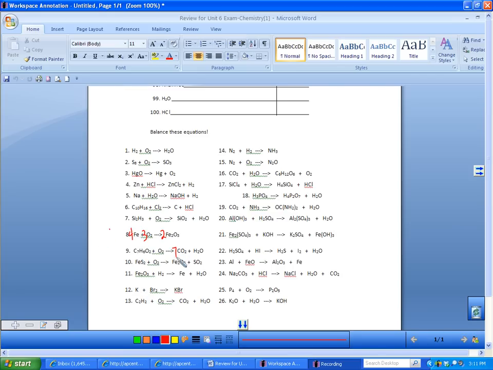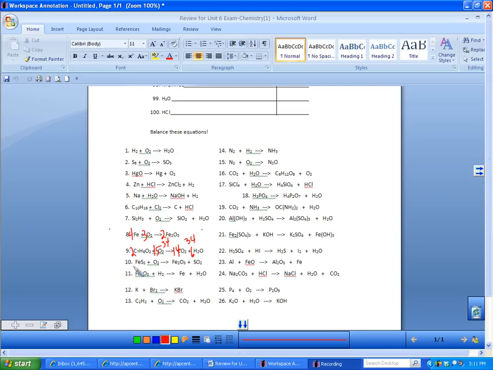7 carbons, 7 carbons. 6 hydrogens, 6 hydrogens. 2 oxygens, that's 4. So let me check over here. 14 and 3 is 17. If I have 2 there, I'm going to need 15 here, and I have to go back and fix everybody now. So I'm going to double that to a 14, make that be a 6, and make that be a 2. 14, 14. 12, 12. 4 and 30 is 34 oxygens. 28 and 6 is 34 oxygens, so that one is good.